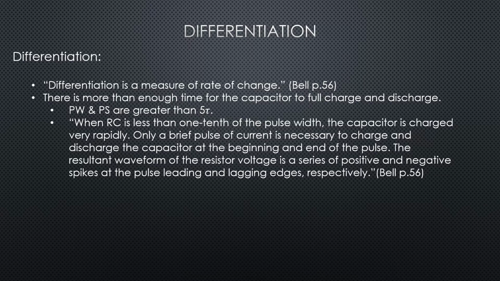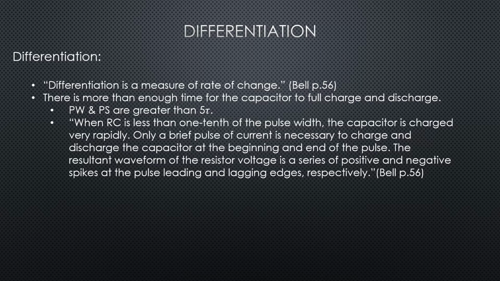So there's more than enough time for the capacitor to fully charge and discharge during both the pulse width and the pulse space time. We're talking square wave pulse theory. So the pulse width and pulse space are greater than 5 tau, and when the RC is less than 1/10 of the pulse width, the capacitor is charged very rapidly.